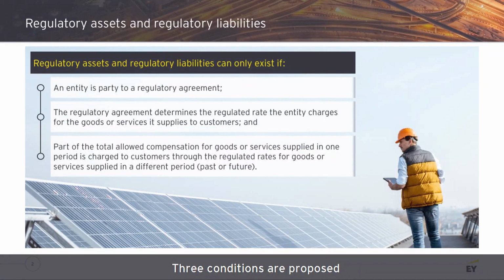Three conditions are proposed to determine the scope of the standard. The first is that the entity must be party to a regulatory agreement. The second is that the regulatory agreement determines the regulated rate the entity charges for the goods or services it supplies to customers. And finally, the third is that a part of the total allowed compensation for goods or services supplied in one period is charged to customers through the regulated rates for goods or services supplied in a different period. So this can be either past or future.